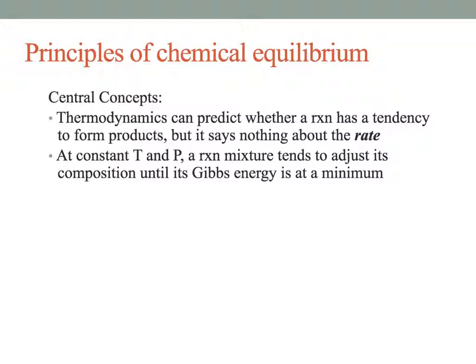When a reaction is taking place, the Gibbs energy will adjust itself to where it is at its minimum value. So the composition of the reaction mixture will continually adjust and readjust itself until the composition is such that the value of the Gibbs energy is at its minimum.